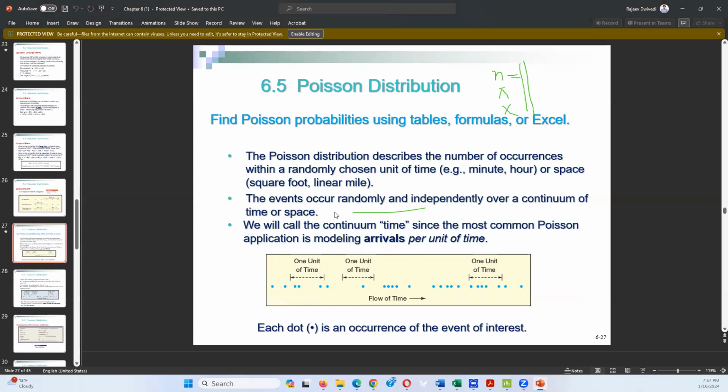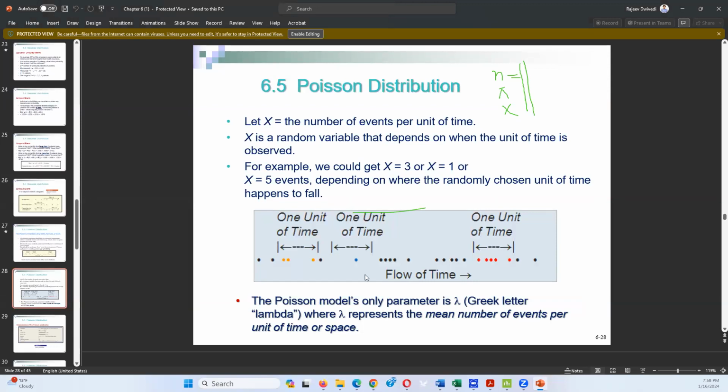So here, like, average customers arriving at any credit union or bank, 20 customers per hour, or 20 flights arriving in a particular 1 hour at Spokane airport. In such situations you can use Poisson distribution. Therefore, you need only one item in this, which is lambda, where lambda represents the mean number of events per unit of time or space.